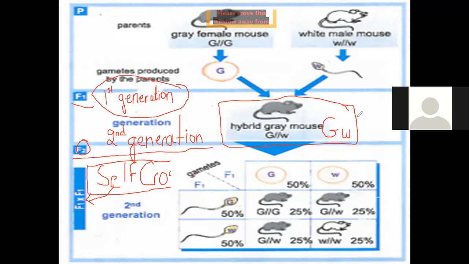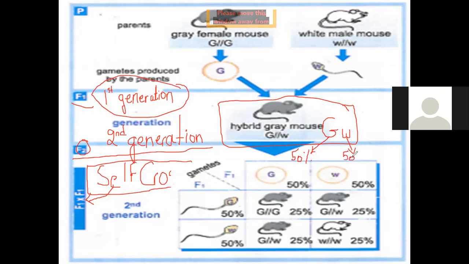So Ali Bustani said that the first generation F1 had genotype GW. Okay. So what are the gametes that are formed here? How many types of gametes? What are they? English, Muhammad, English. 50% G. Excellent. 50% W. Very good. So we have 50% G and 50% W.